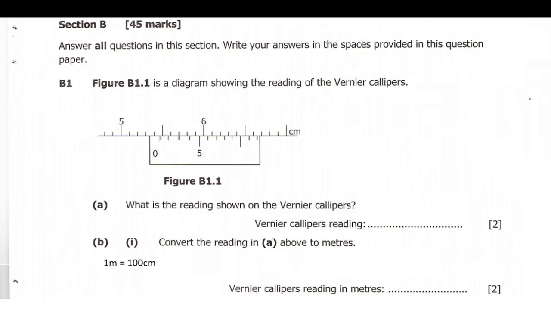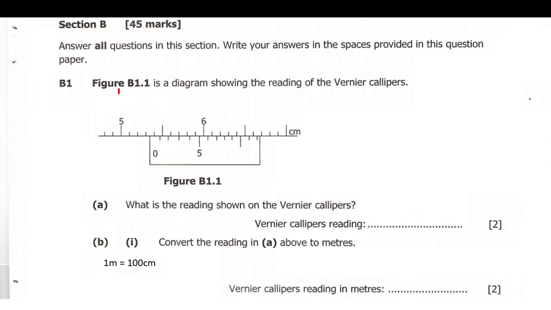Okay, let's continue with section B of our revision of science paper 1, and section B consists of 45 marks. And here it reads, answer all questions in this section. Write your answers in the spaces provided in this question paper. So you need to write your answers in the spaces provided like these in this question paper. So let's go and start with B1.